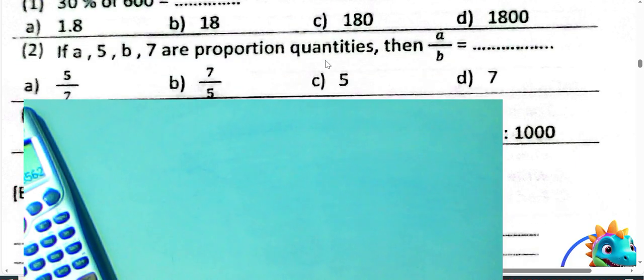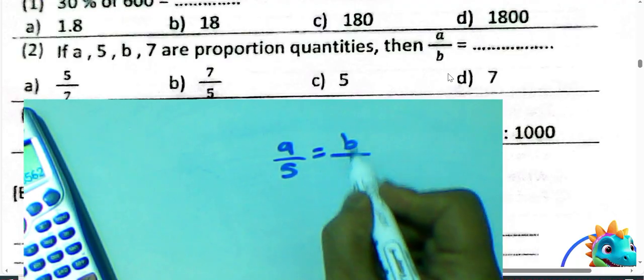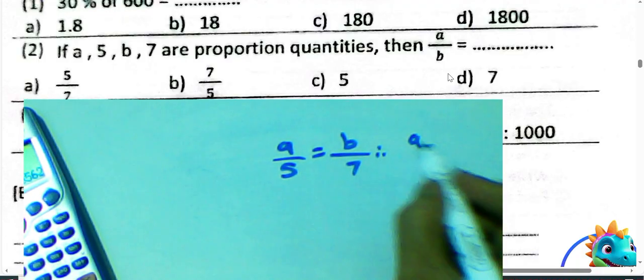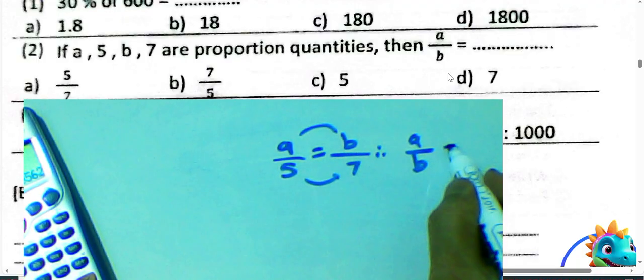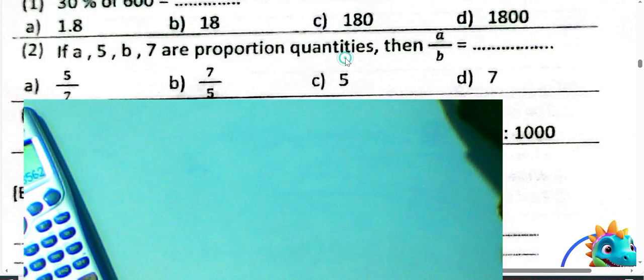Next question. If A and B are proportional quantities, then we can write the ratio between A over 5 equivalent to B over 7, and the ratio between A over B equal 5 over 7. Next question.